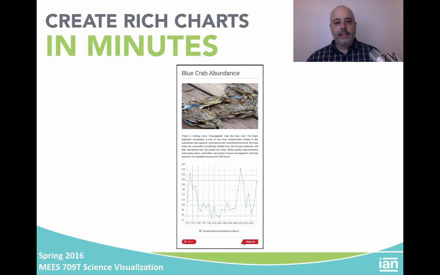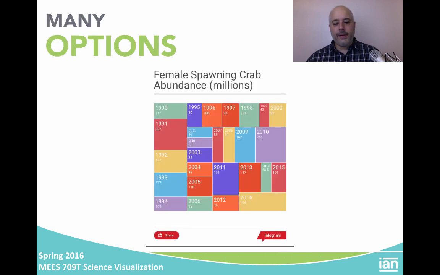So you get the idea. It's something that enables you to make these kinds of things fairly quickly and easily. Here's another. I took that same data set, the female spawning crab abundance, and I chose another kind of option that they had in their charting.